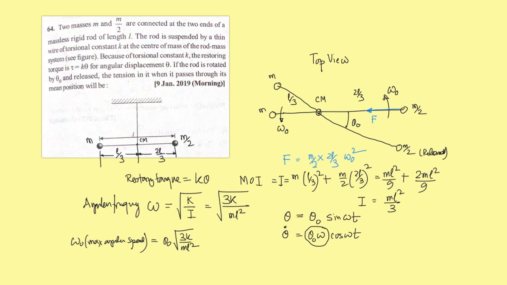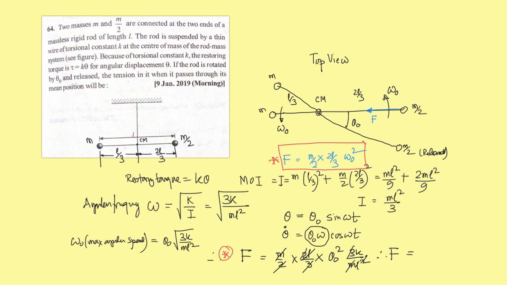So as you got this, now we get back to the equation for F, which we found earlier, and substitute here. The tension in the required situation is m by 2 into 2L by 3 into omega naught square, that is theta naught square into 3k by mL square. So this 2 and 2 will cancel, 3 and 3 will cancel, L and L square will cancel, m and m will cancel. Therefore the tension F is equal to k theta naught square by L.